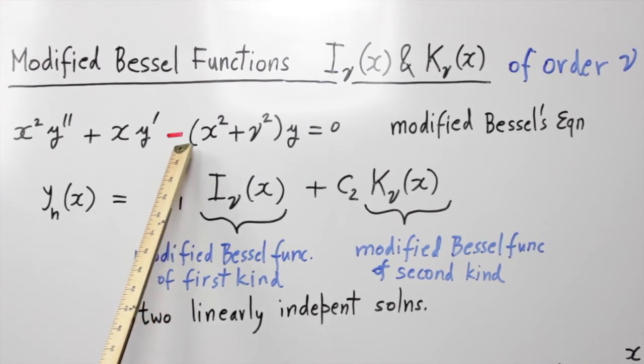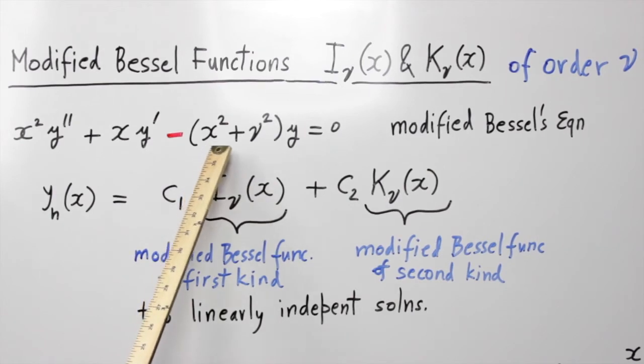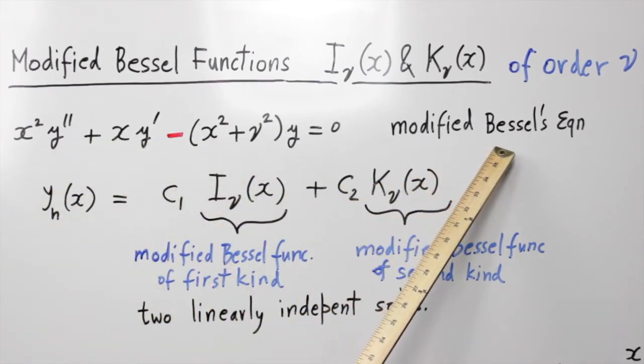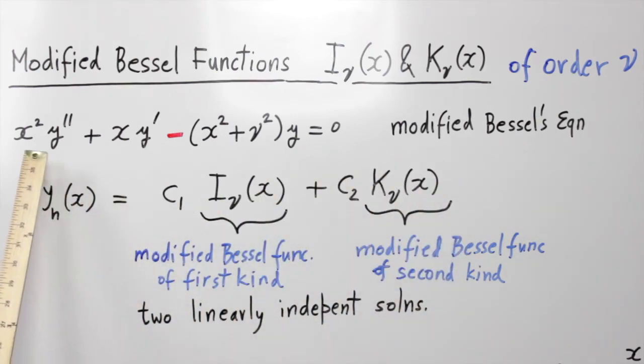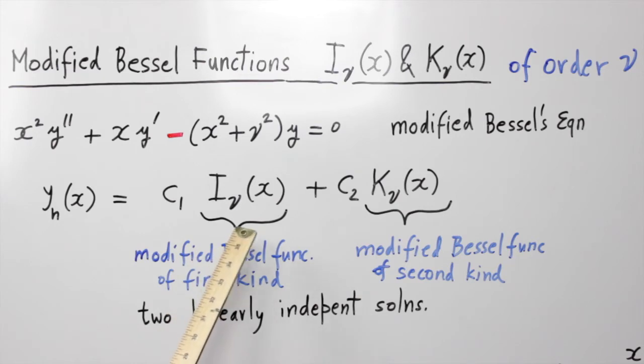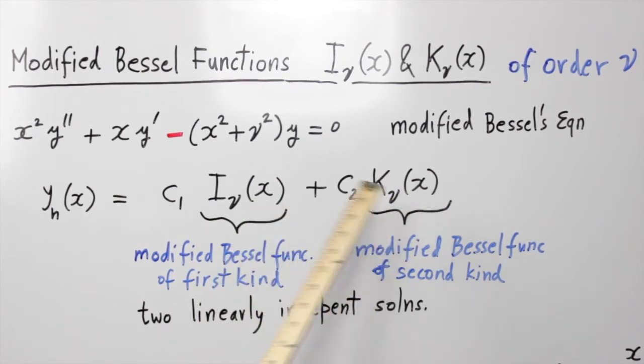equation. Note that there's a minus sign here, and the form of the term here is x squared plus nu squared in the differential equation. We call it the modified Bessel's differential equation. And so the second order differential equation, its homogeneous solutions can be written in terms of the two linearly independent solutions, and they are represented by these two functions, I_nu of x and K_nu of x.